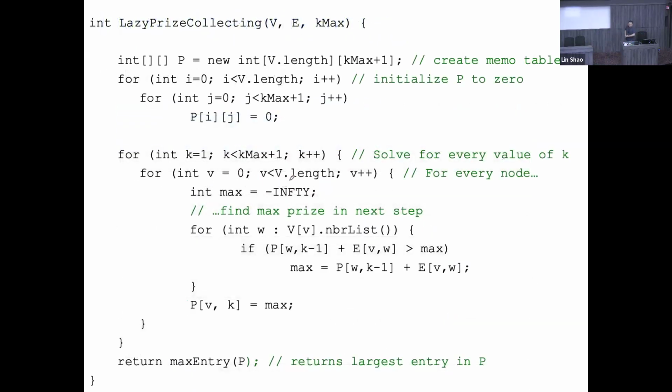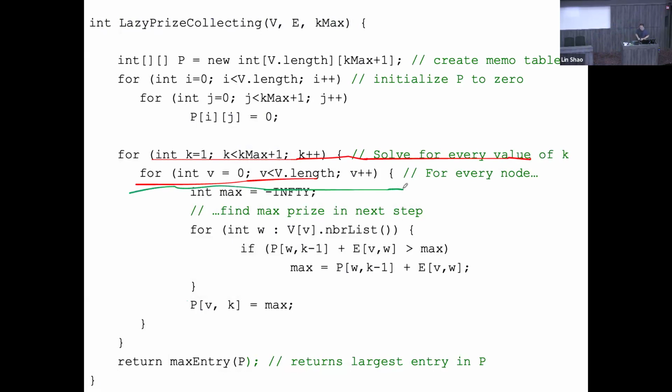Look at the code together. We'll have tables to memorize the subproblems. We're going to initialize these tables with zeros. Then we'll have iterations from k equals 1 to k max, where we solve each of the values of the keys. Then we'll have a second iteration.